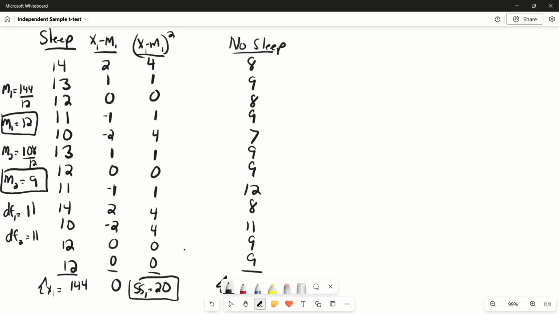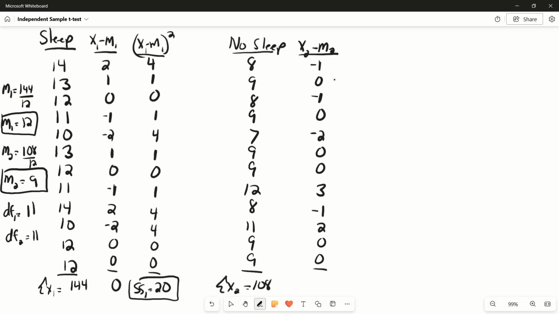Then we're going to do the same thing with the no sleep group. Create a deviation score column. Subtract 9 from each of these scores. Make sure these add up to 0. Good. And now we're going to do the sum of the squared deviation scores for our no sleep group. Just going to square these again.